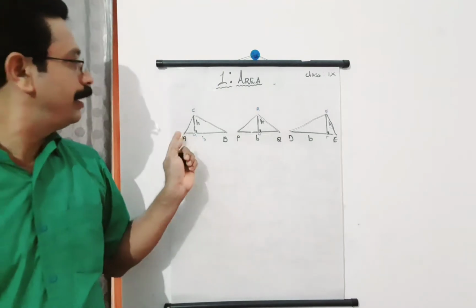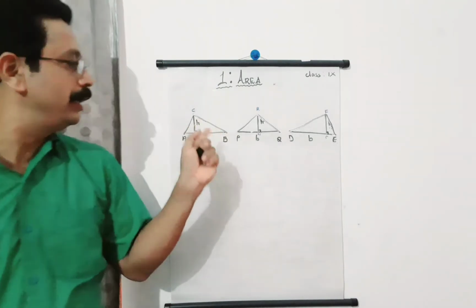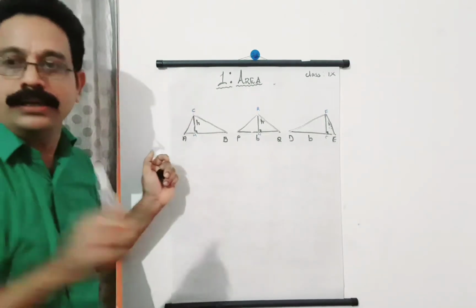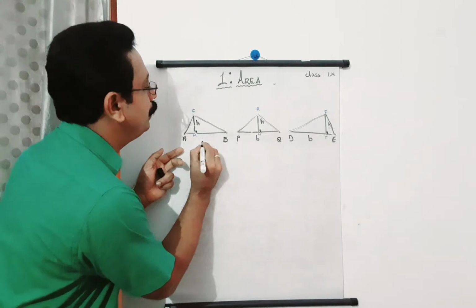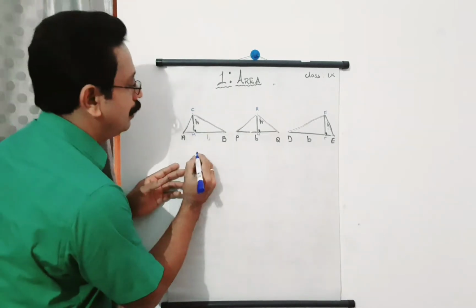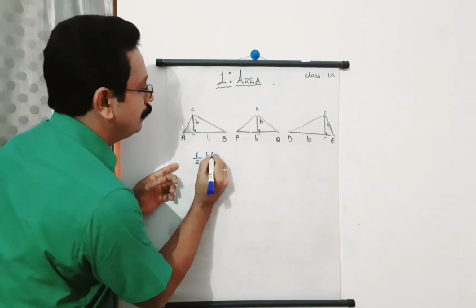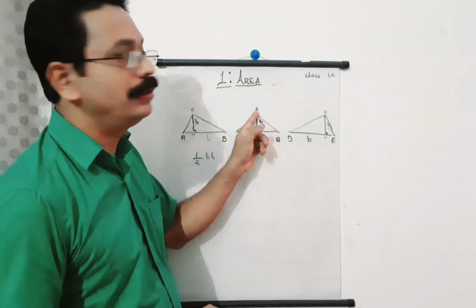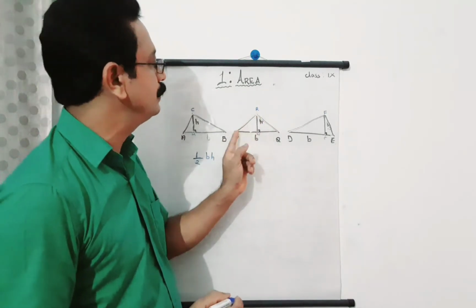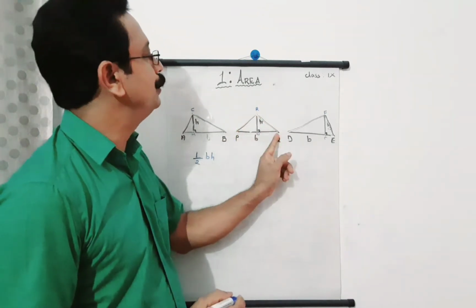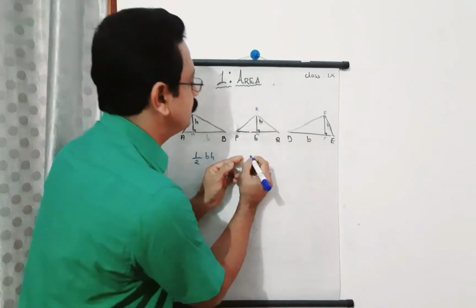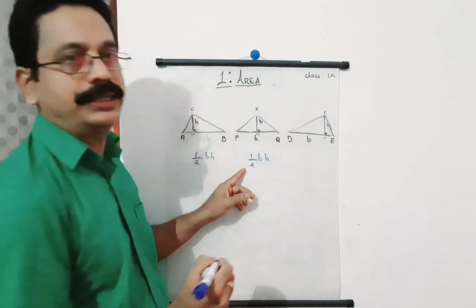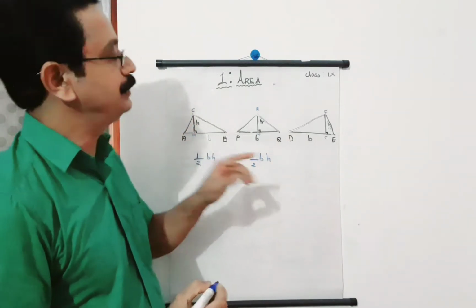Can you give me the area of this triangle? What about area of this triangle ABC? You can see area is half bh. Now look on this triangle. How will you find area of this triangle? You know, area of any triangle is half into base into height. Here also base is b and height is h. So area is half into b into h.